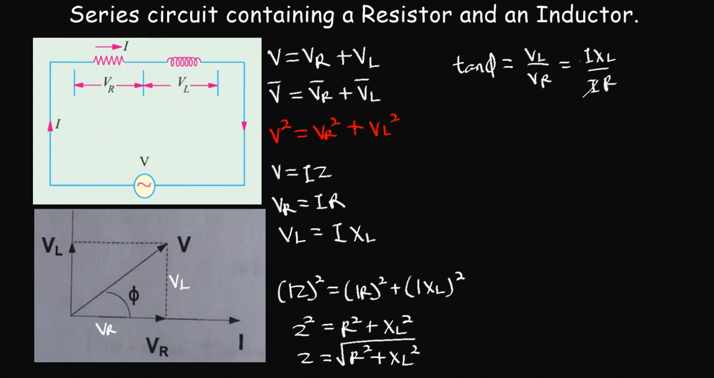Okay, with this current canceling out, we're going to have tan phi equal to XL over R. But I want to find phi, so you will have to take the tan inverse of what you have on the right-hand side. That gives us phi equal to the tan inverse of XL over R. When you do this, you'll be able to find the phase angle between the voltage and current in this circuit.